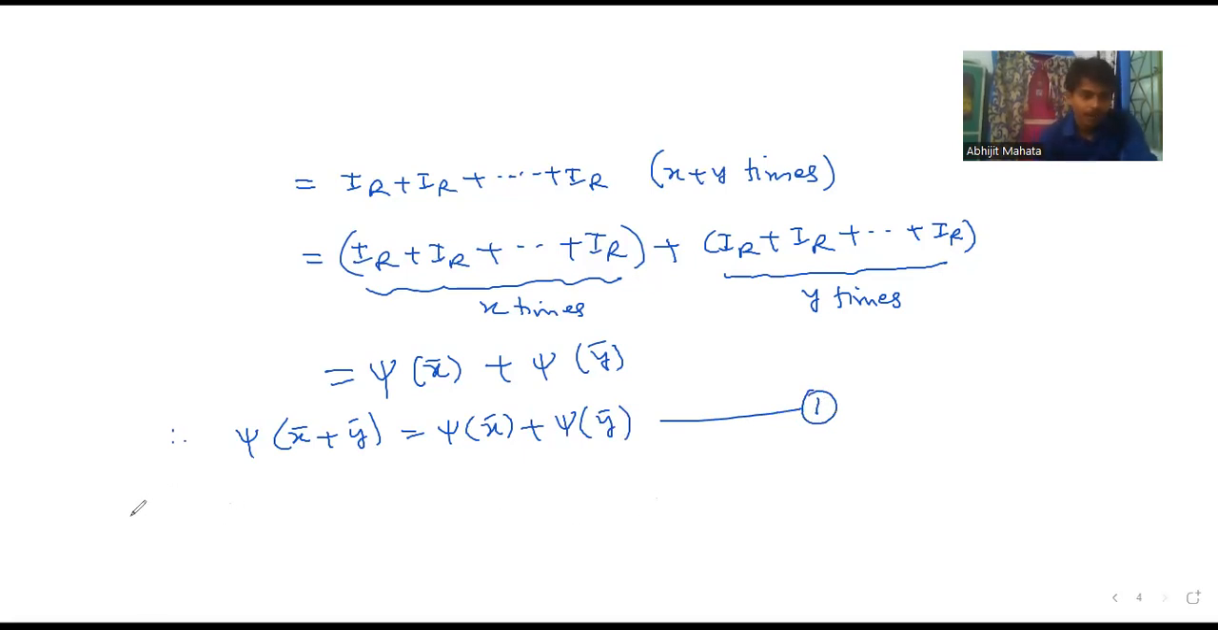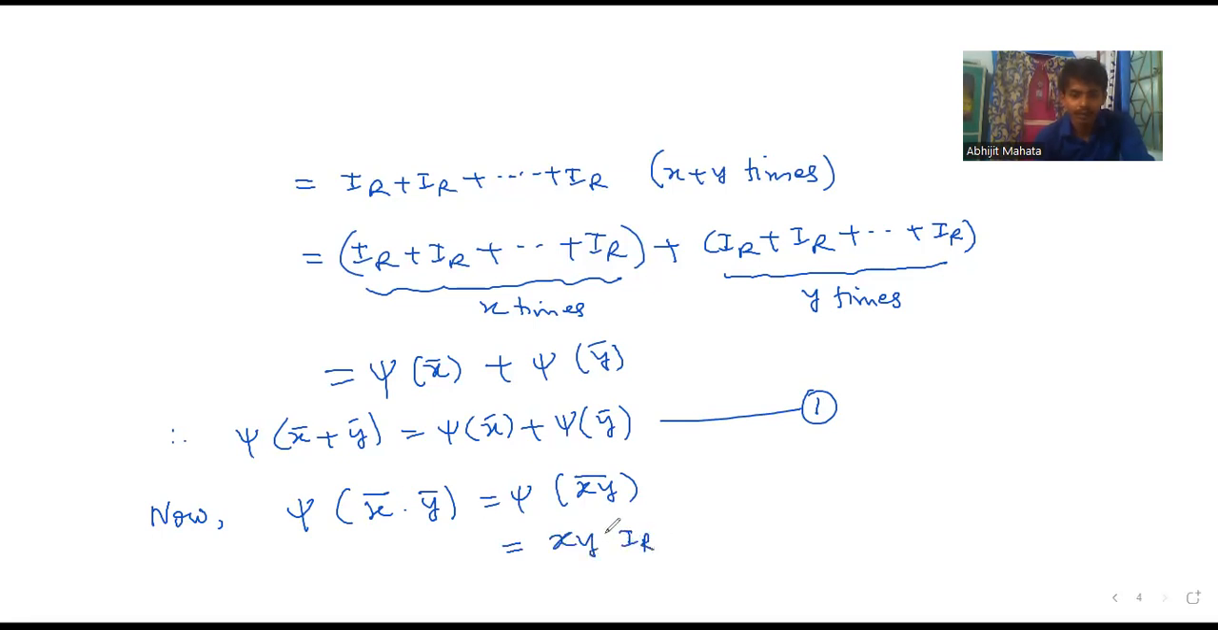So now we'll see that psi also preserves the multiplication. So how to do it? Now, if we apply psi to the product x bar and y bar, it will be psi of x into y whole bar. Because you know how x bar and y bar are defined, you first multiply x with y, then take the bar. So what is this? This is basically xy of IR by the definition of psi. So now an important thing to note, I am using the second page. So here it is what?